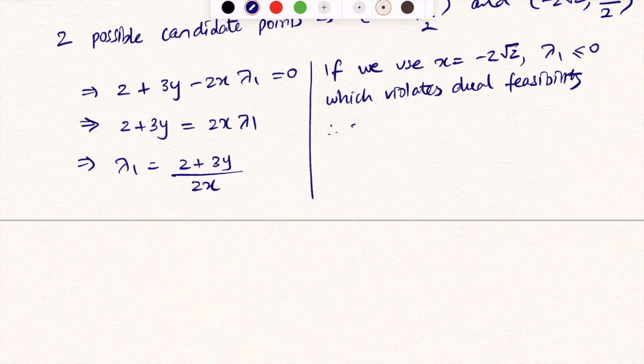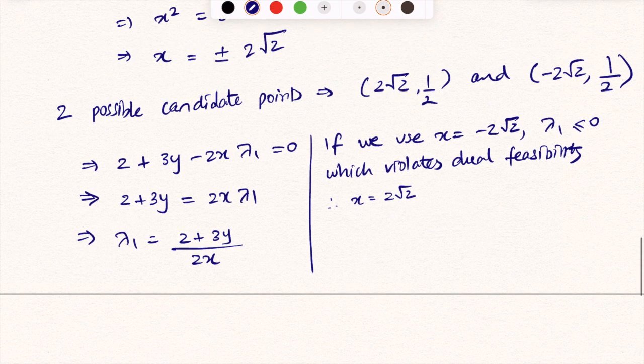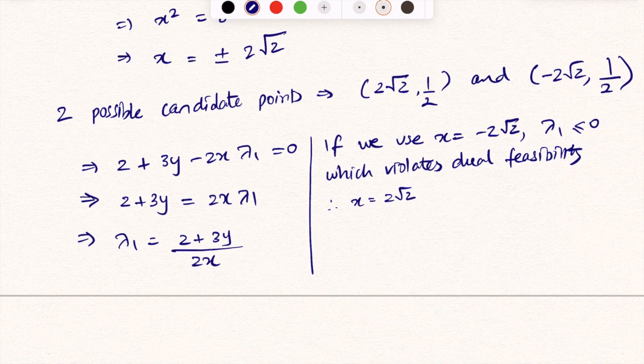Therefore, x equals 2 root 2. And again, remember that at this point, all we have done is eliminate the possibility of minus 2 root 2 comma 1/2 being a valid candidate point, because you've shown that if we use those values, lambda 1 gives us an unacceptable value, which violates our KKT conditions. And so we still haven't proven that 2 root 2 comma 1/2 is a valid candidate point. So let's see if it is in fact valid.